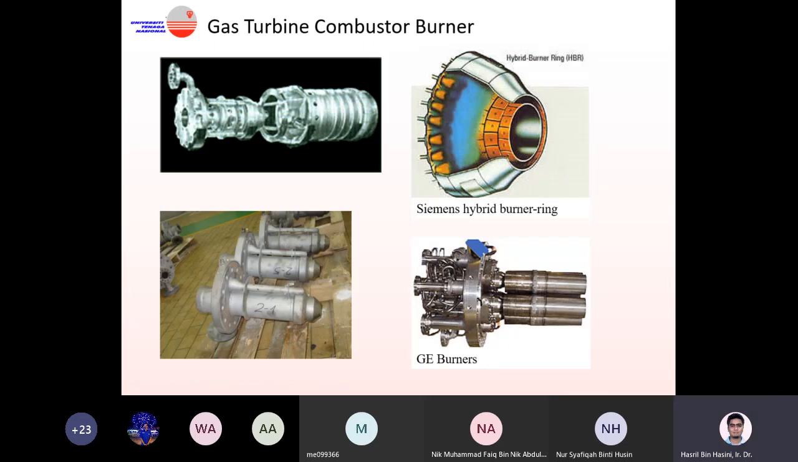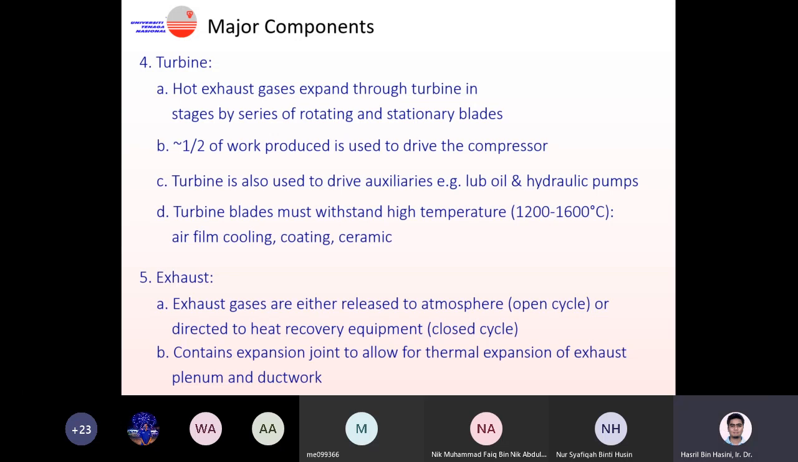Okay, this is the burner, which is located inside the combustor. This is where fuel and air are injected into the system to get the combustion gas. Then we have a turbine as the major component.